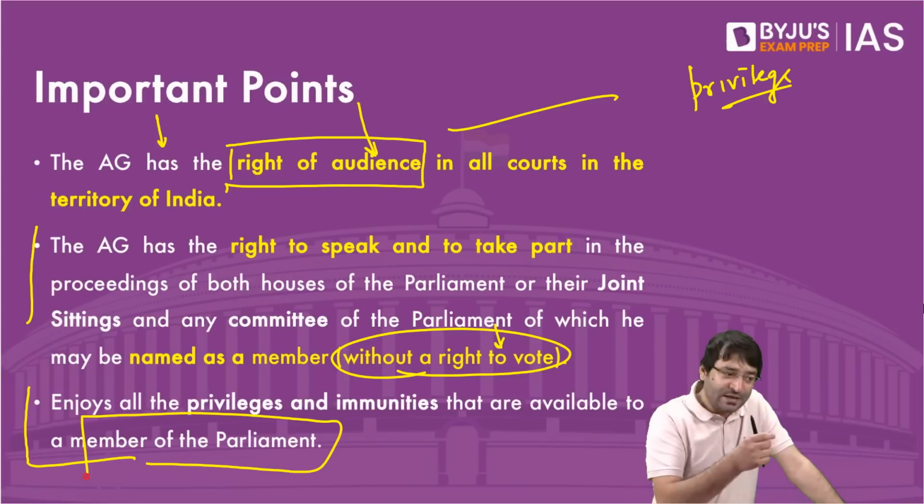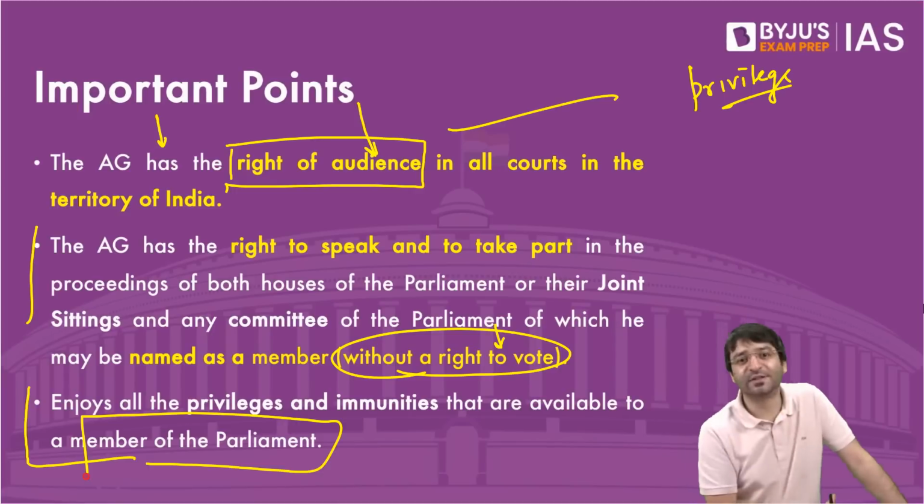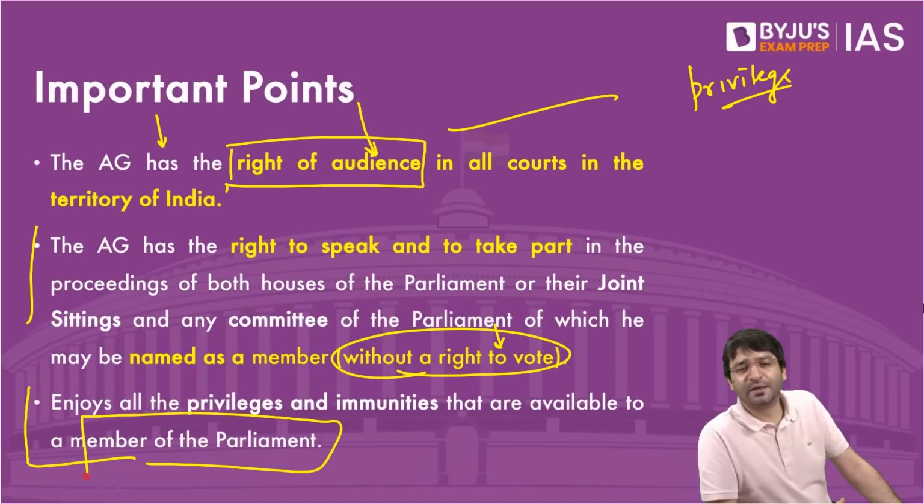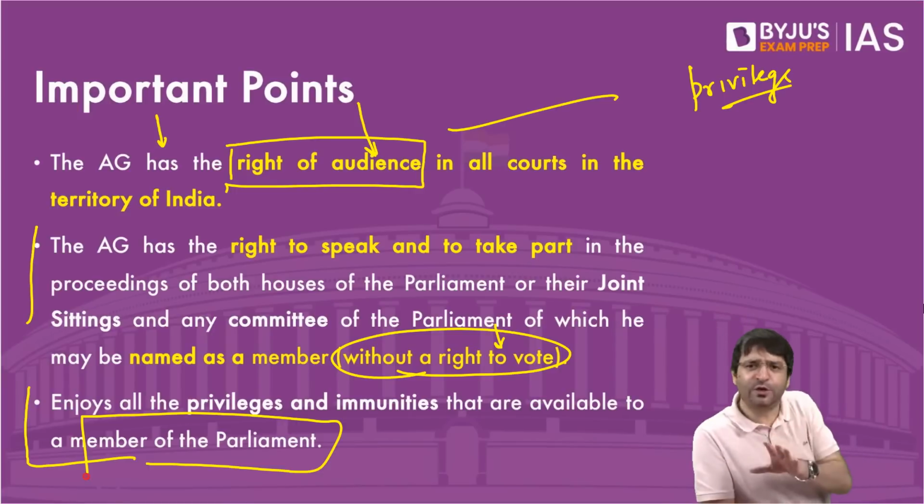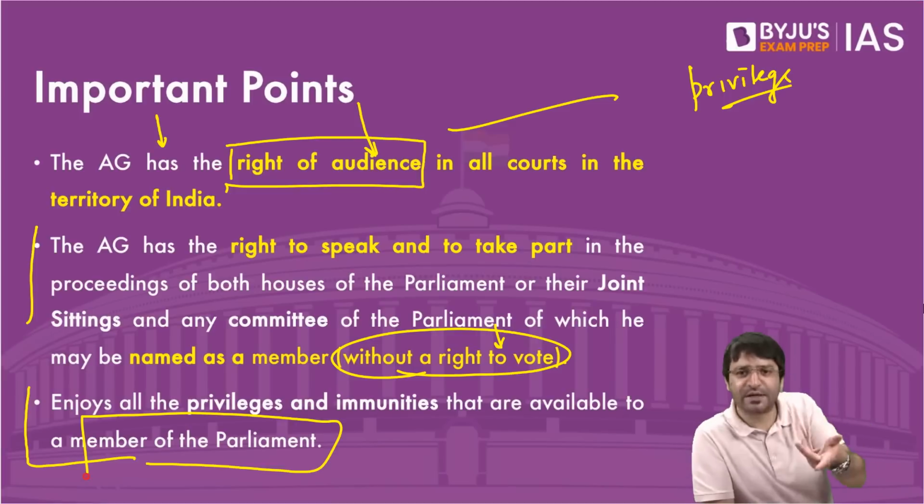That is why top lawyers would not agree to become the Attorney General, because they will lose out on money. Even those lawyers who agree to become Attorney General, they become Attorney General for some time so that they can mention in their resume, we have been the Attorney General, but later they resign, they go back to their practice because that is where they earn the money.